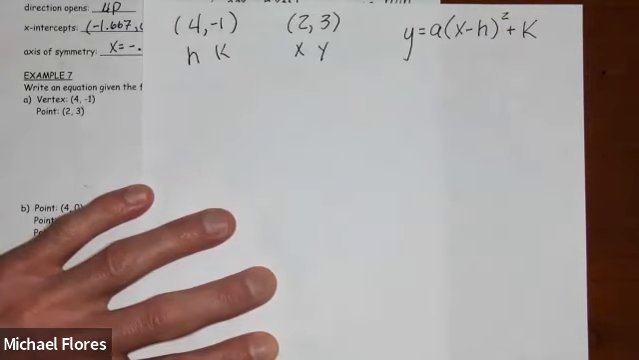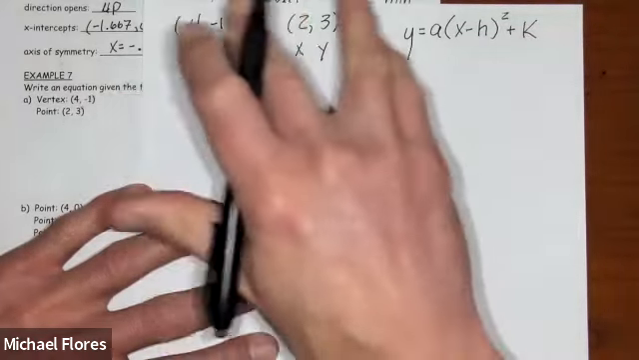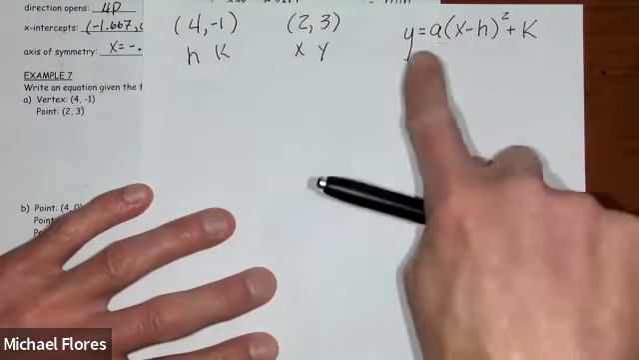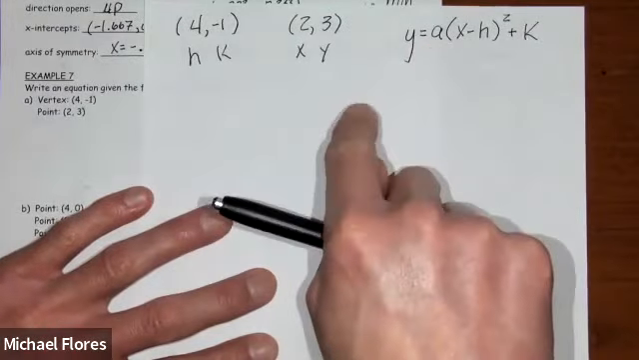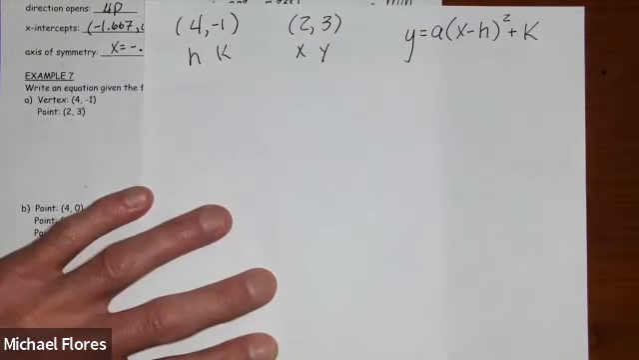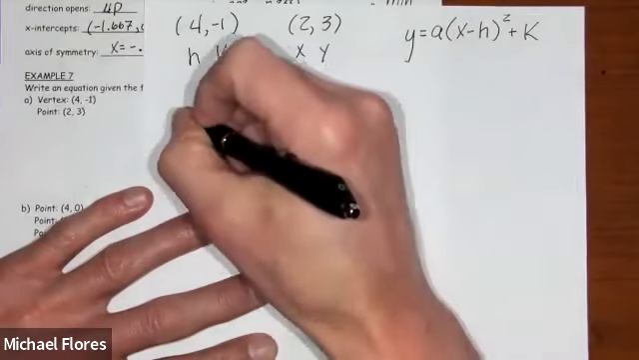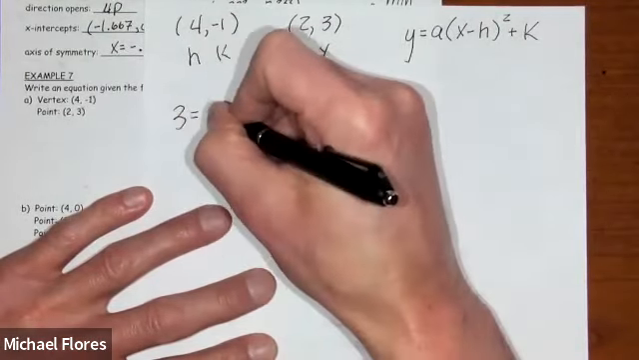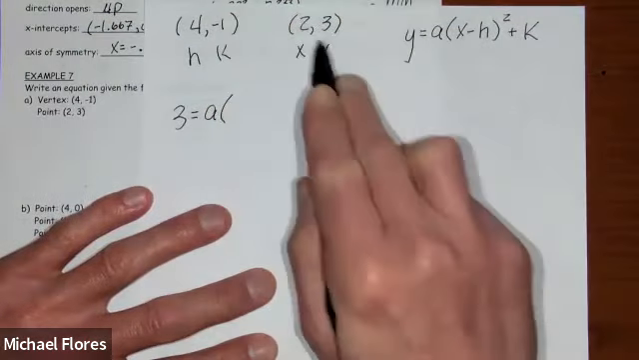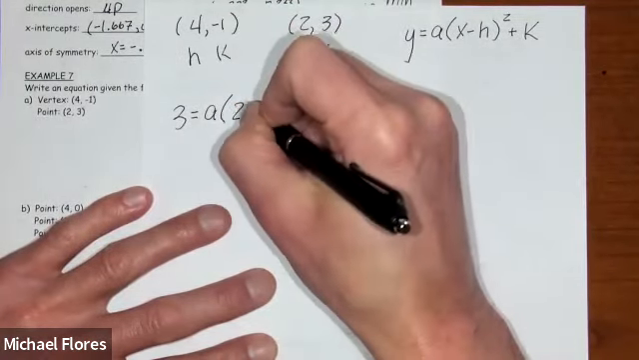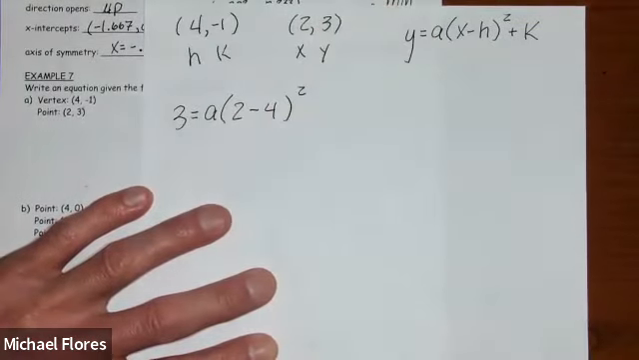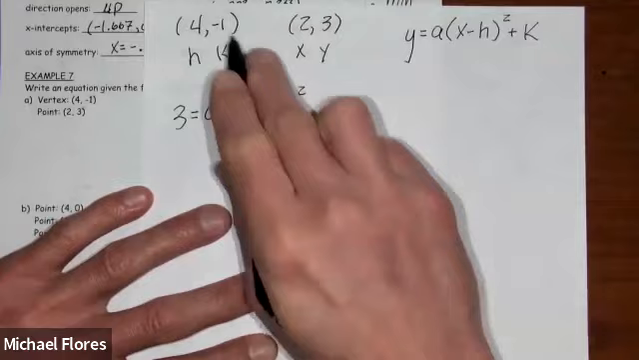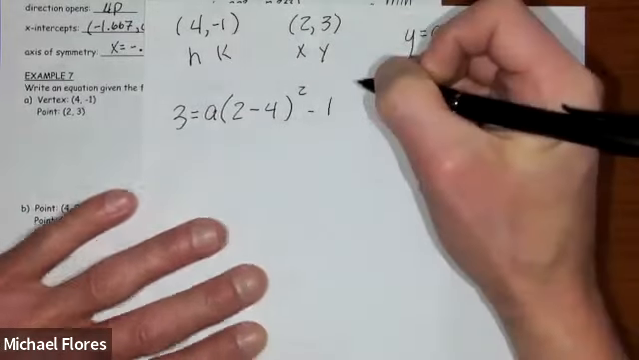Now we know all the values we need to substitute, because we have to figure out what is A. Do we have a stretch? Do we have a compression? We plug all these in, we solve for A. That will then tell us whether or not we have a stretch or a compression. So let's start plugging them in. We want Y to be 3. We don't know the A value. We want X to be 2 minus the H value 4. Don't forget to square it. And then our K value, which would be -1.